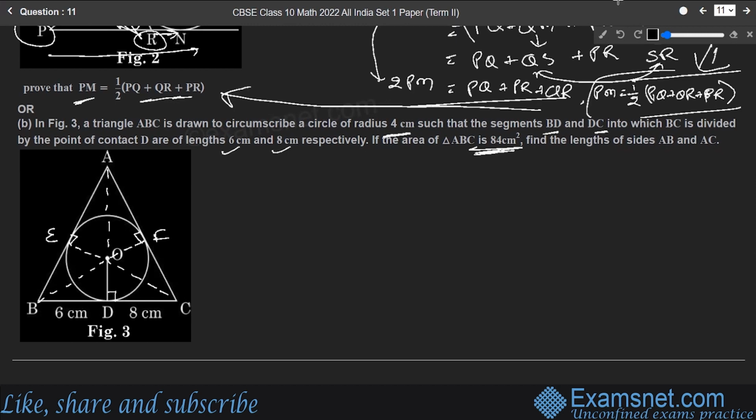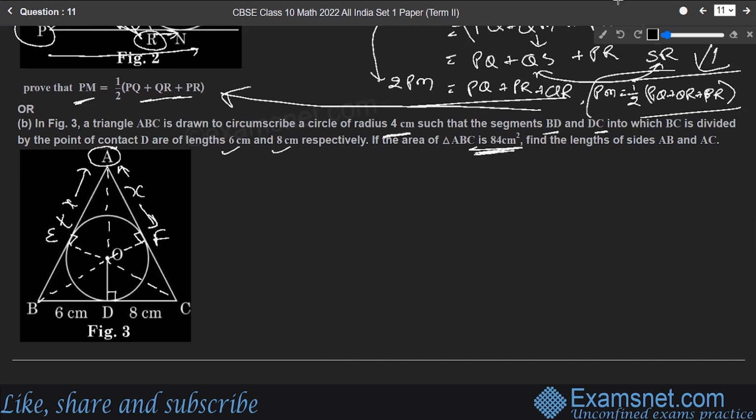Now let us assume the distance AE is X. So see, from point A, there have been two tangents drawn to the circle, that is AE and AF. The theorem says tangents drawn to a circle from an outside point are equal in length. So if AE is X, then obviously AF's length is also X. Okay, this has been done.